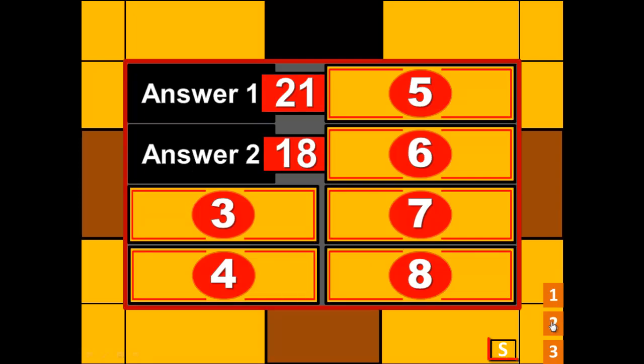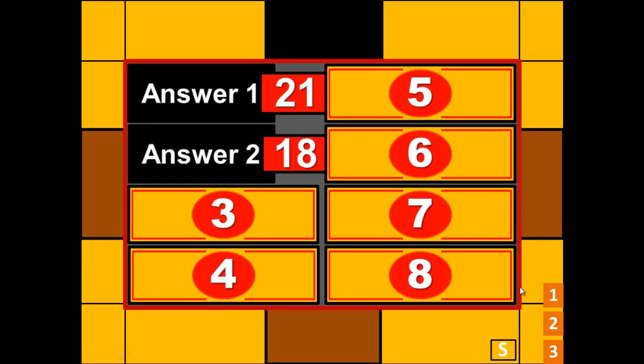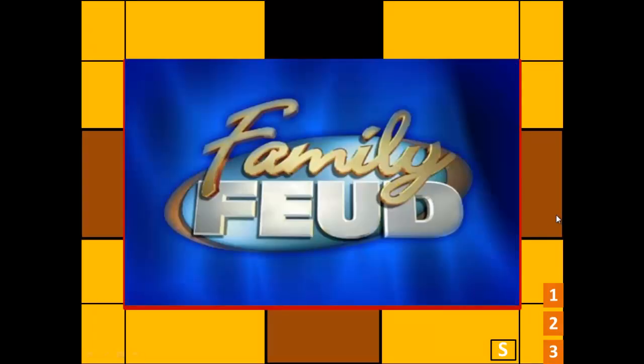When the round is over, you can click S to go to the score page and enter the complete score for the round. Proceed with the rest of the game just as you did for the first round, and that is how to make PowerPoint games like Family Feud.